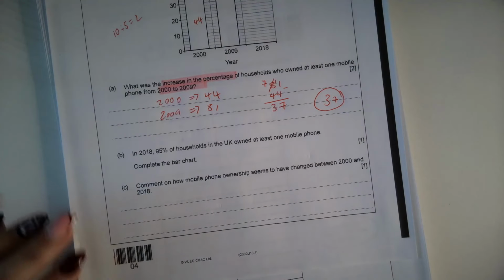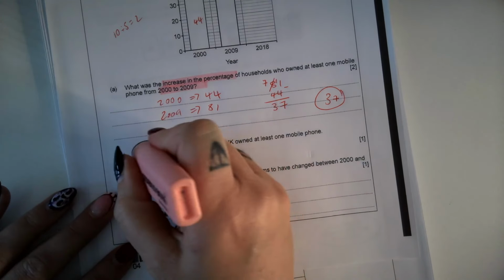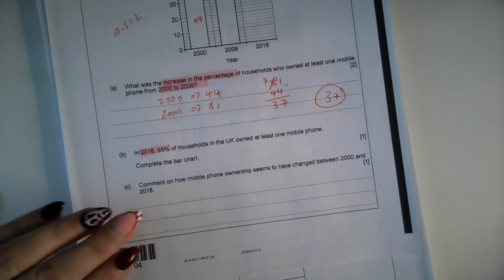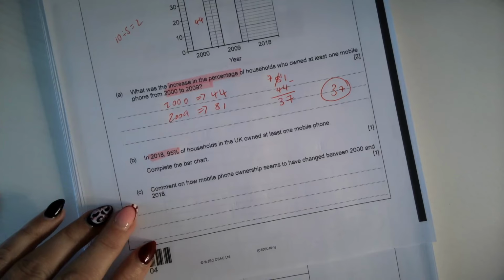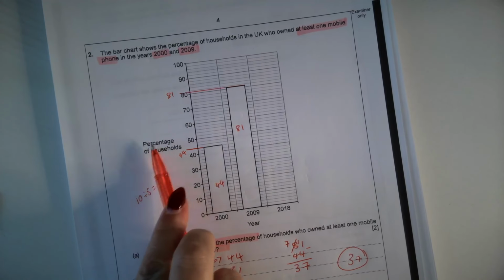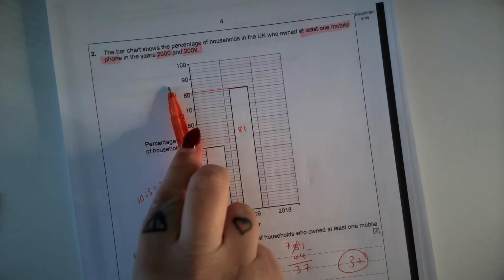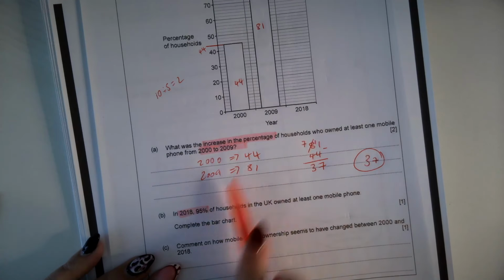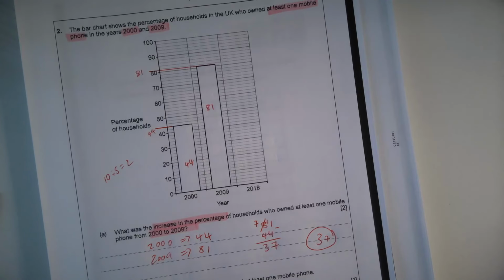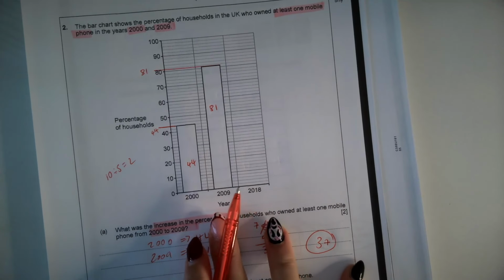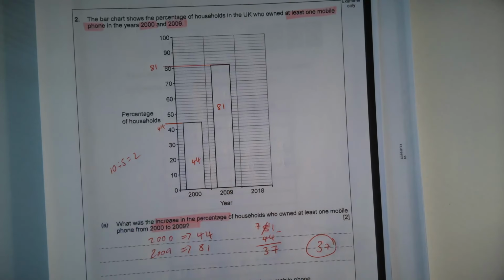Part B. In 2018, 95% of households in the UK owned at least one mobile phone. Complete the bar chart. Okay, so 2000 is 44%. Remember, it's the percentage. 2009 is 81%. 2018, this next bar is 95%. So I'm going to draw this in pen because I want you guys to be able to see it nice and clearly. But remember, in your exam, you will use a pencil. So you can rub it out if you make a mistake.